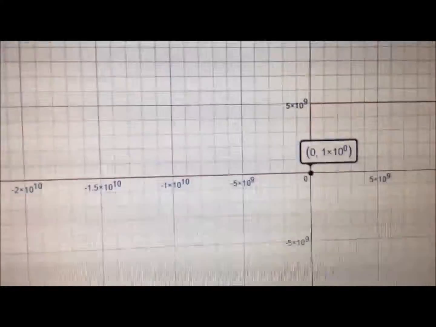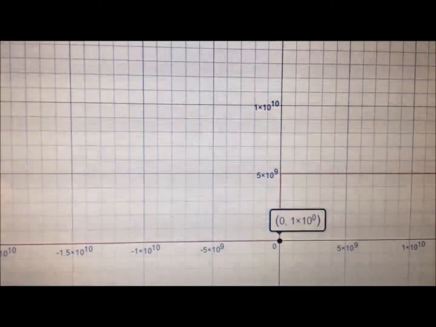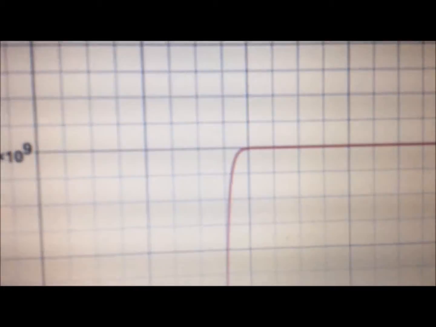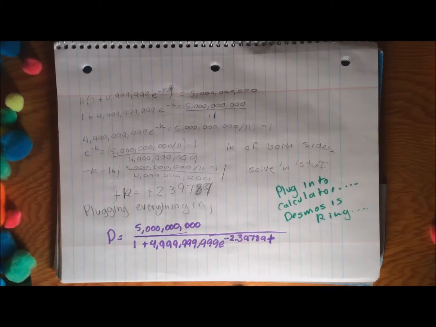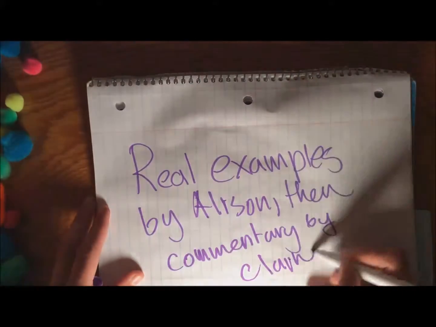If we zoom way out, we do see that eventually when you get up to 5 billion, this equation does look like the logistic equation that we were going for. So that looks cool. If you hang on for a moment while I very bumpily zoom in, we see that this actually looks like we expect it to look like. There's a nice slowing down, even though from far away it looked like a right angle. Okay, so we checked that out and it looks cool. So we're going to have Alison do some real examples, and then we're coming back to me for commentary.